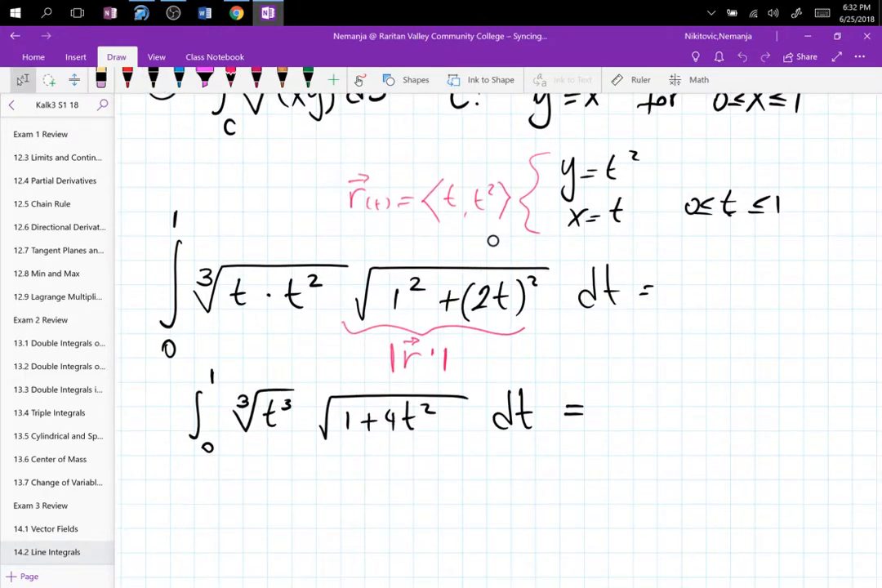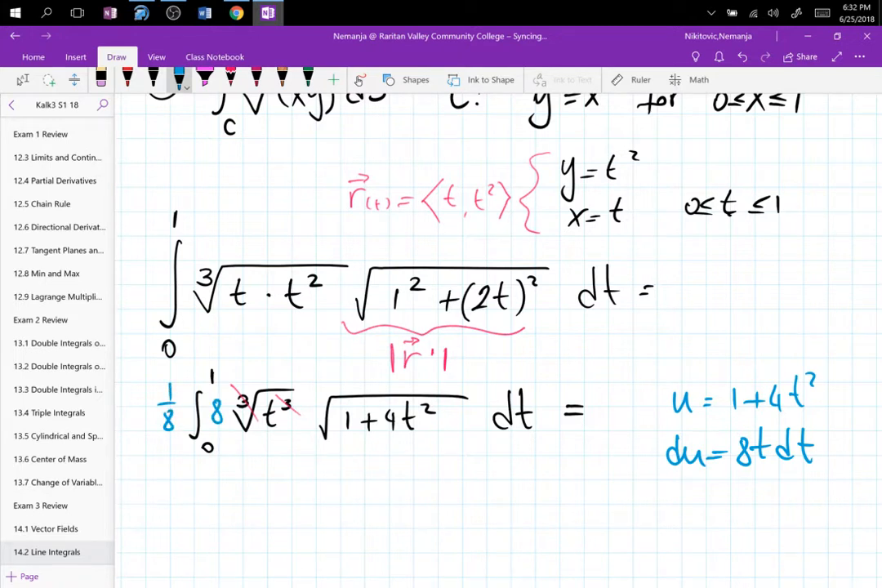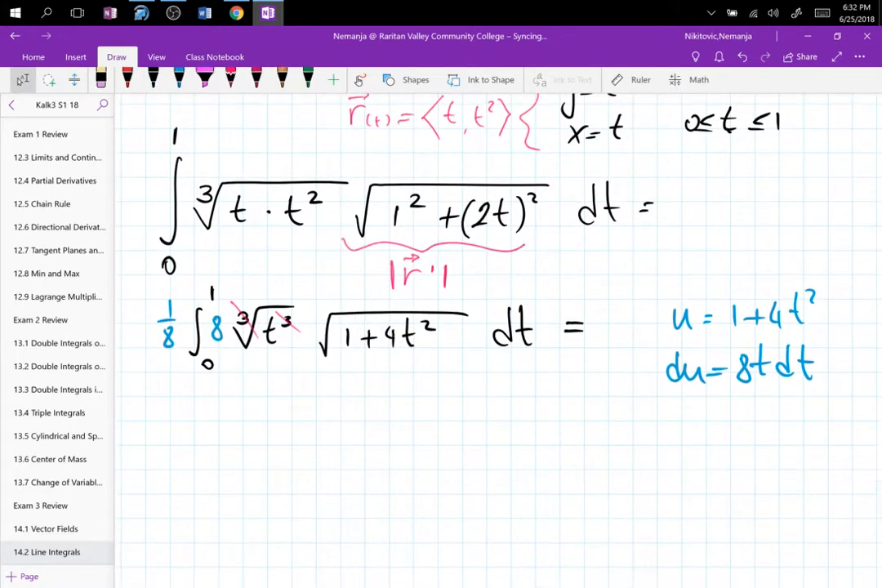So now the cube root and the cube die, and we do u sub. Very good. Basic u sub, it's 1 plus 4t squared, du is 8t dt. I don't have 8, so I'll plug 8 in and 1/8 in front, to make sure it works. So now 1/8 integral, 0 limit on the bottom becomes 1. 1 limit on top becomes 5 when I plug those into the u sub.